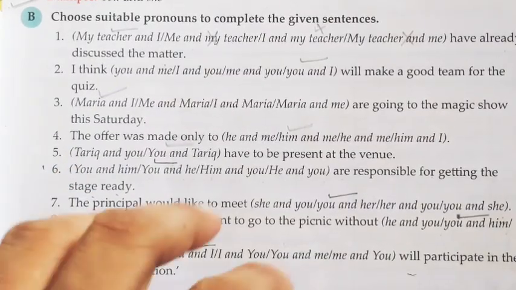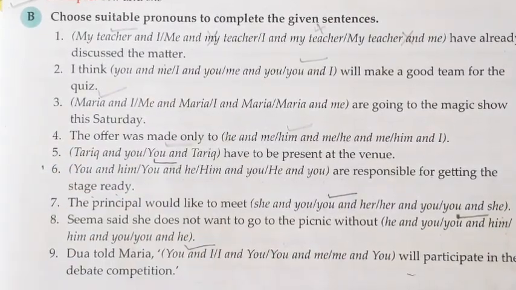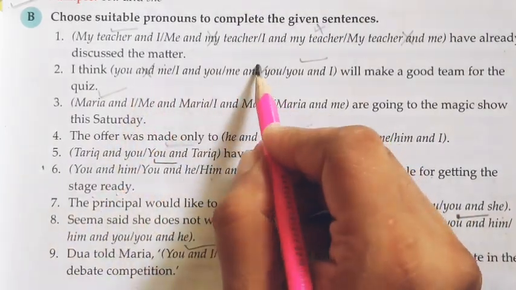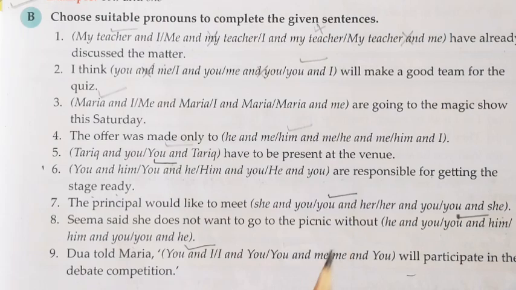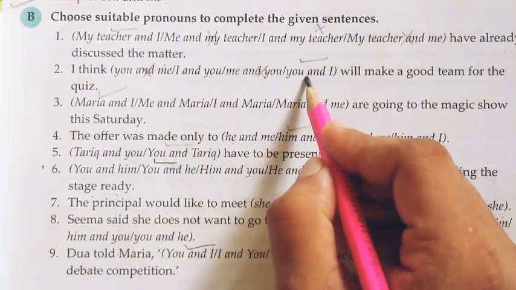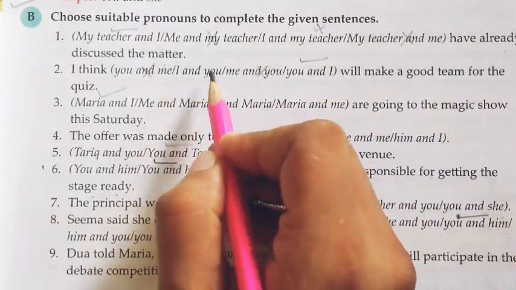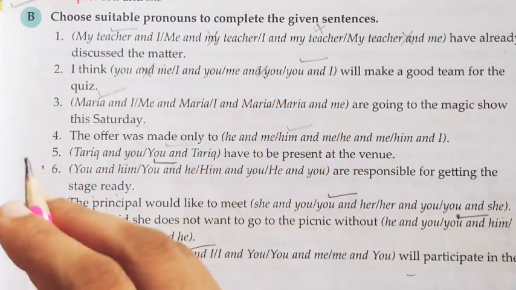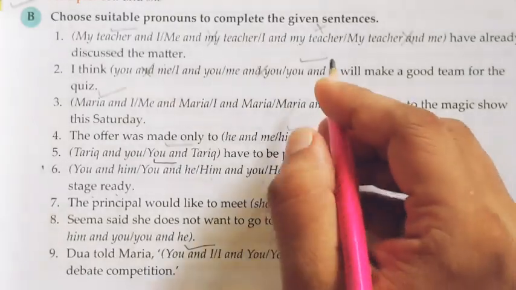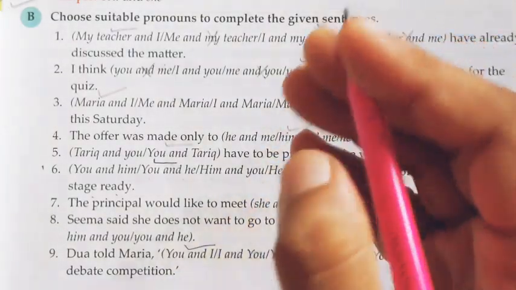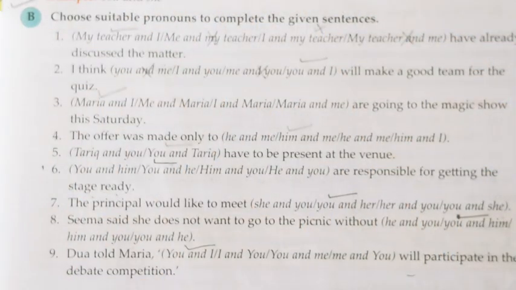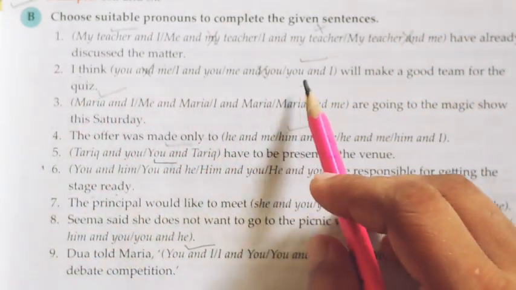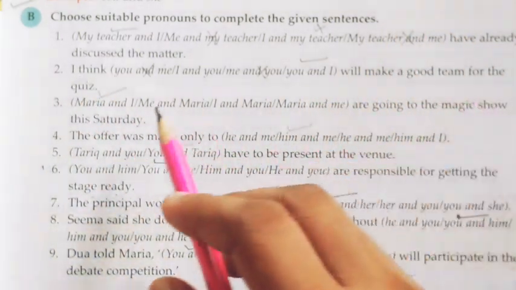Here we have to use again the subject pronouns and not object pronouns. So these two options, you and me and you, are cut down. Now we are left with the two options, I and you and I. This is first person and this is second person, and we have talked about it. When we are provided with first person and second person, second person would be given preference. That is, we have to use second person first and then the first person. So it would be, I think you and I will make a good team for the quiz.